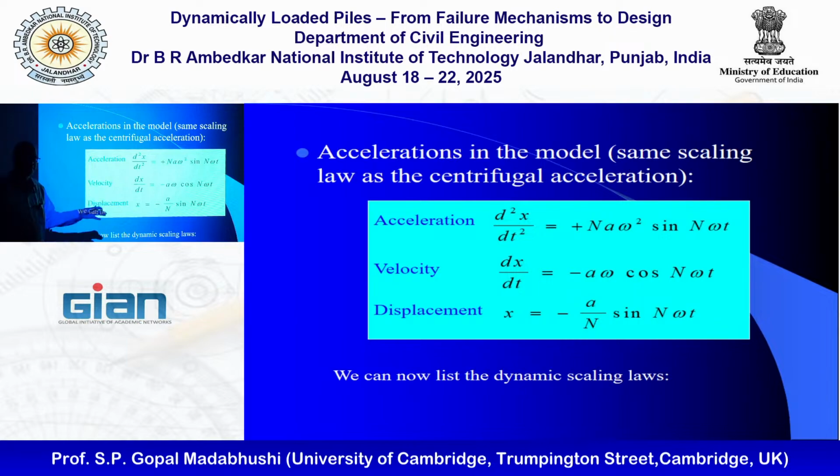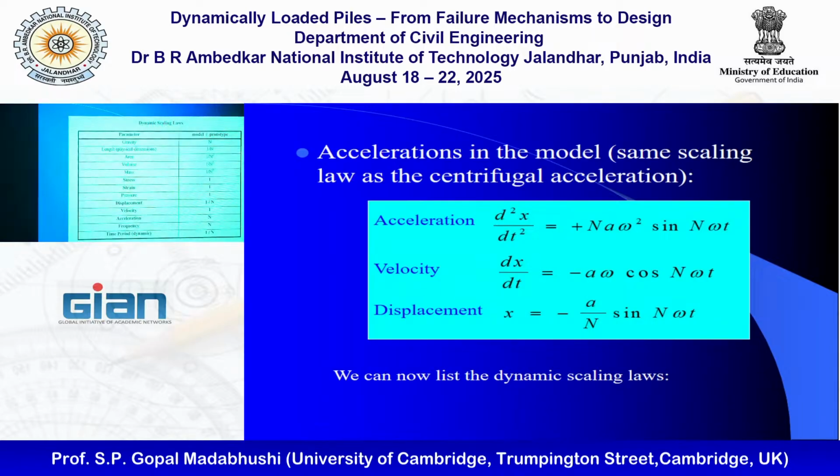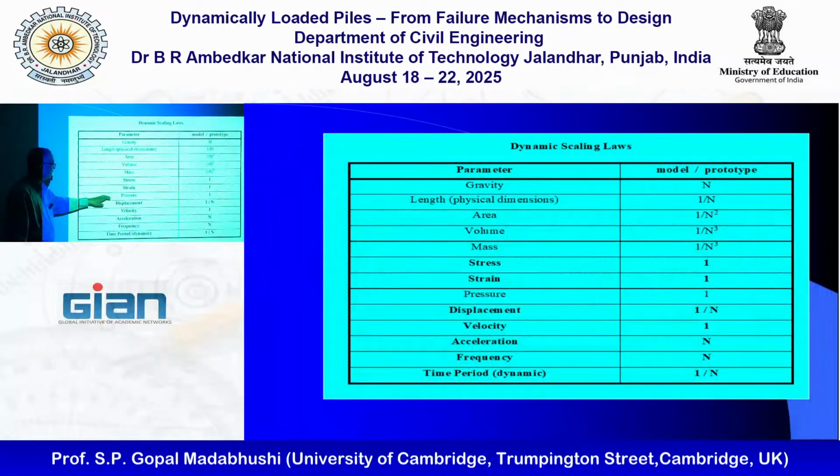This is a very simple way to demonstrate why frequency in the centrifuge test has to be n times bigger, just to make the whole set consistent. So once you do that, we can write a set of scaling laws for the dynamic scaling laws. Until here, we have done yesterday. All these are exactly same as yesterday. Now the displacement, velocity and acceleration. Acceleration is n times, this is also consistent. Frequency is now n times larger, and reciprocal of frequency is time period, so that will be 1 over n.